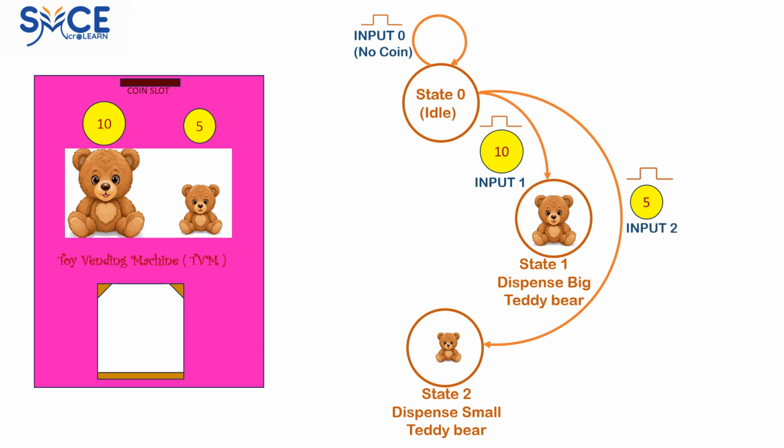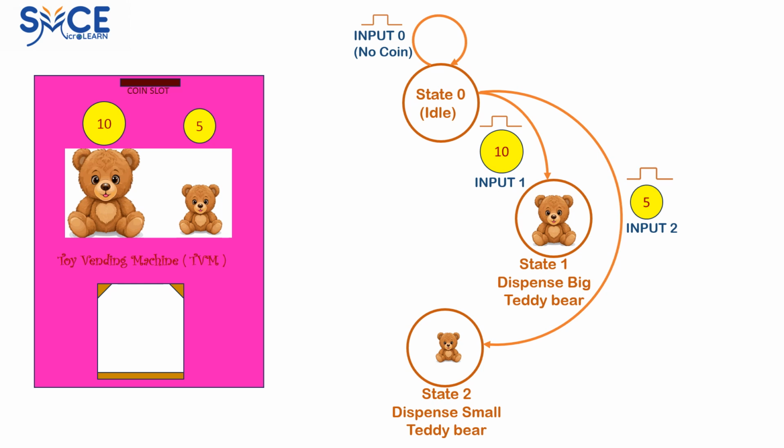Similarly, the toy vending machine not dispensing any toy is considered as the output state 0, wherein the toy vending machine is idle. The toy vending machine dispensing the big teddy bear is considered as the output state 1, and the toy vending machine dispensing the small teddy bear is considered as the output state 2. The operation of the toy vending machine can be easily understood with the help of the state diagram.